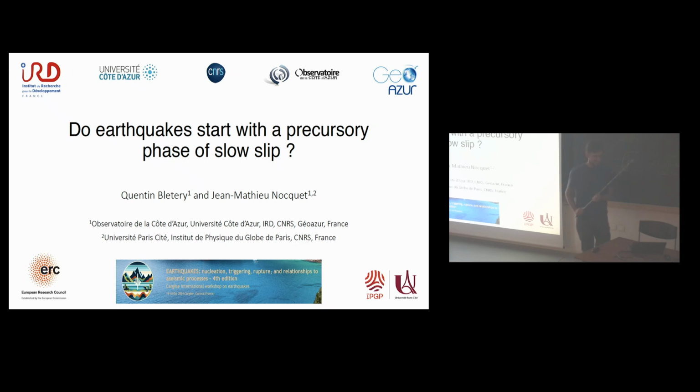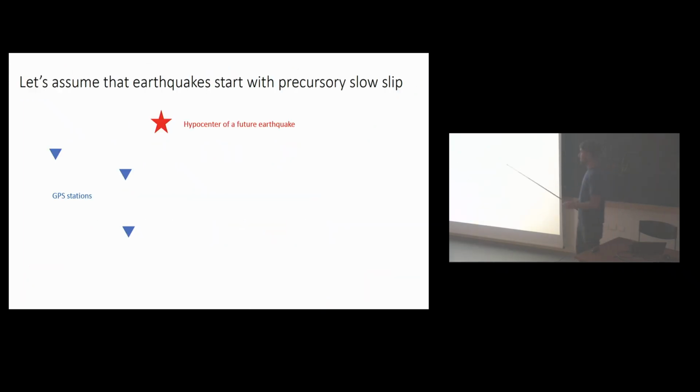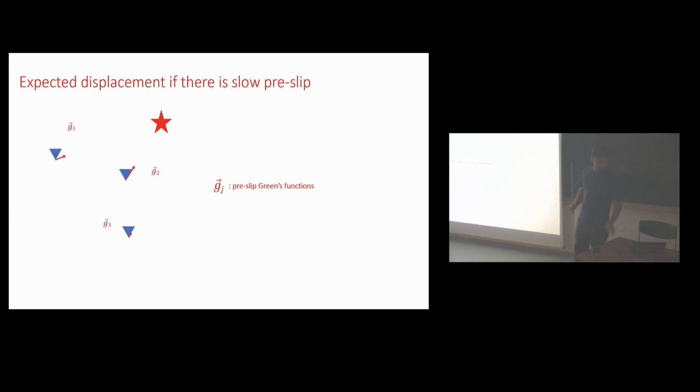Thank you. So, do earthquakes start with a precursory phase of slow slip? If this is the case, and if you have GPS stations nearby, one thing you can do is calculate the displacement you expect from this hypothetical slow slip at the location of those GPS sites. If you do that, you will get these red arrows here.